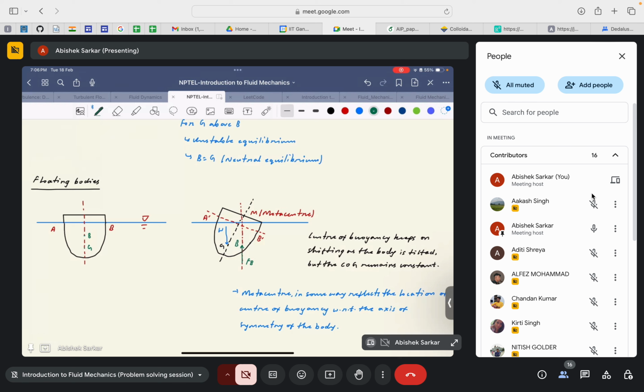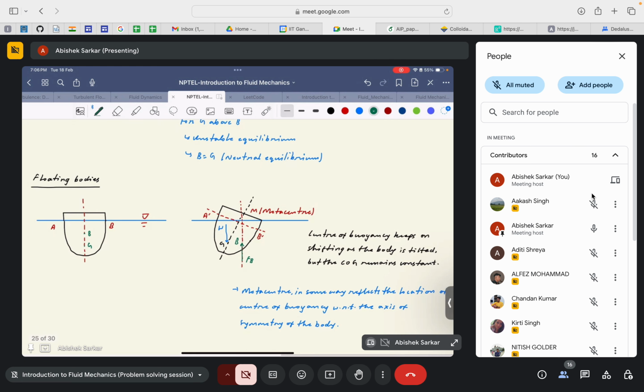Now if we take the line of action of this buoyant force that acts through B dash and extend it to the central axis of this body, you will see that these two lines meet at a particular location, let me name it M, which is known as the metacenter. Okay, and this distance between M and G is known as the metacentric height. And you will see that it is the metacentric height that acts as the governing parameter of the stability of these floating bodies.